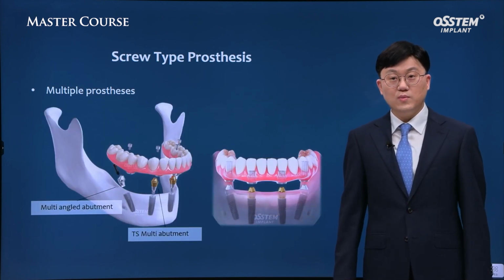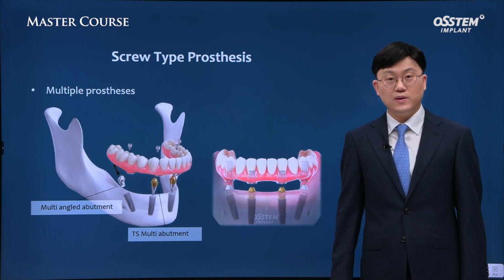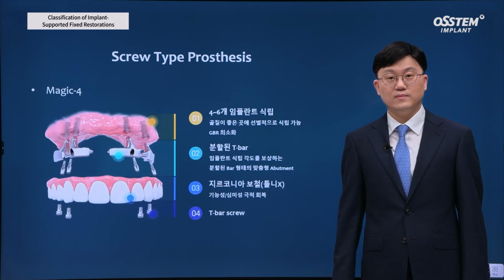If you are to use these kind of abutments, you can make an all-on-4 system prosthesis, which is receiving limelight these days, very easily with passive fit.